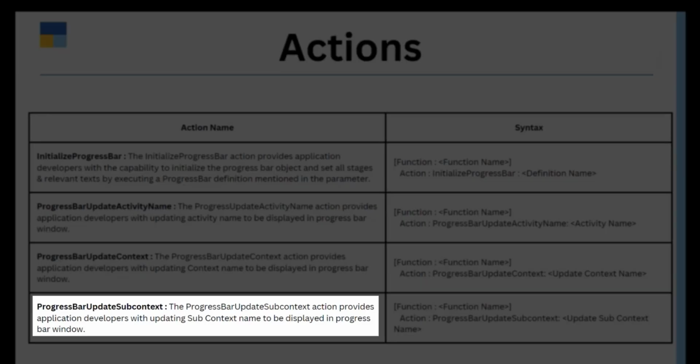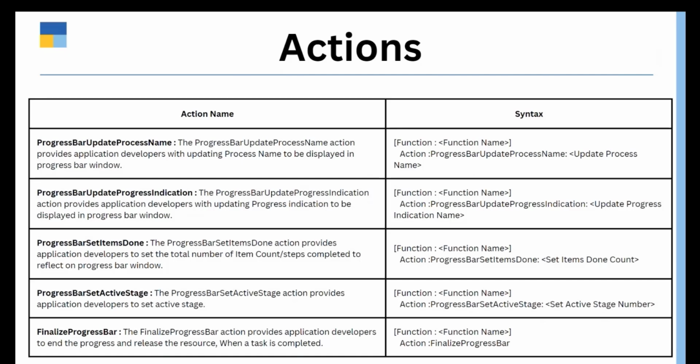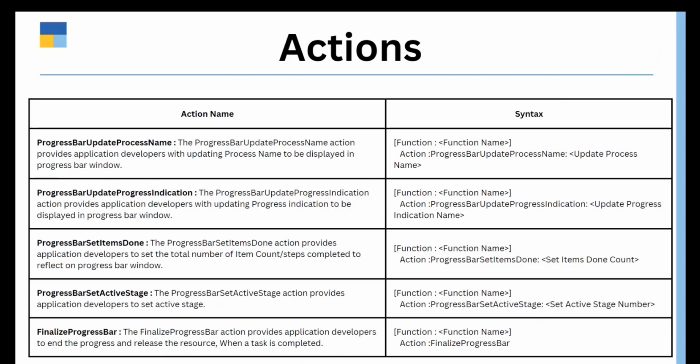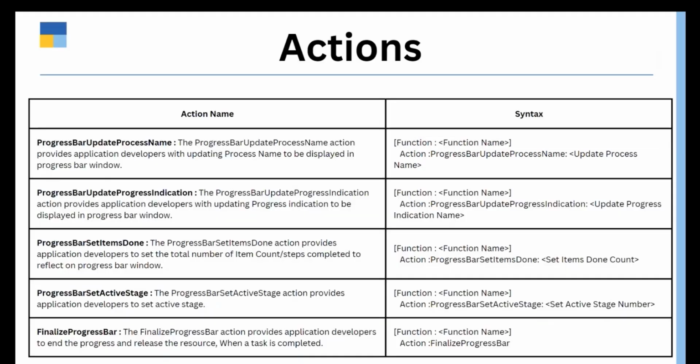Similarly, the progress bar update subcontext action helps application developers with updating subcontext names to be displayed in the progress bar window. The syntax for the same is displayed on the screen. Next, the progress bar update process name action, which enables application developers to update the process name displayed in the progress bar window. The syntax for the same is displayed on the screen.